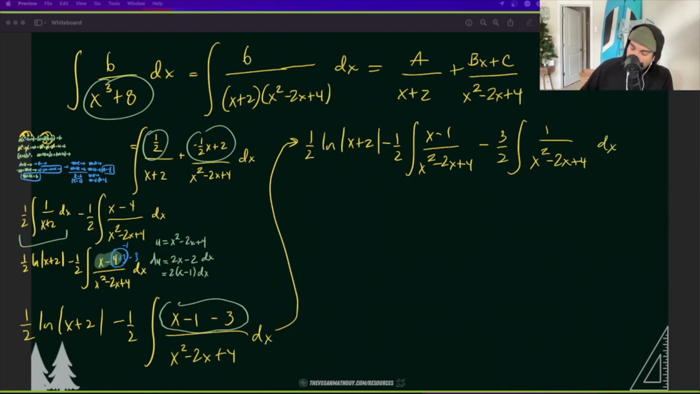Let's go ahead and look at the very bottom. I had the minus 3 that I pulled out from that integral. When I pulled it out, I multiplied by the 1/2, so that's how I got negative 3/2. That second integral, it's already established.